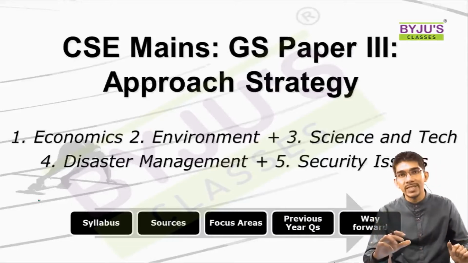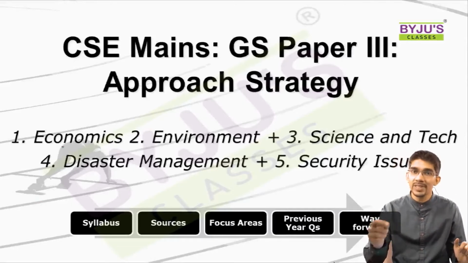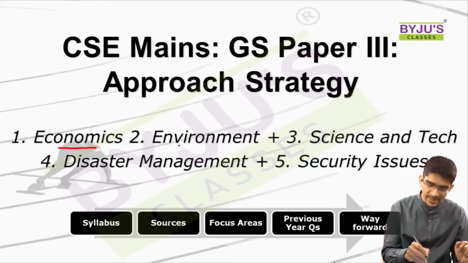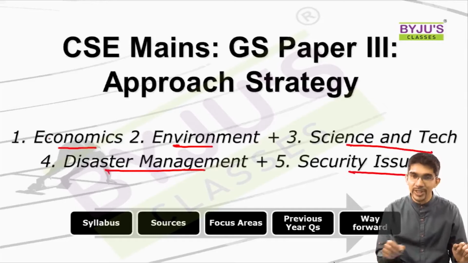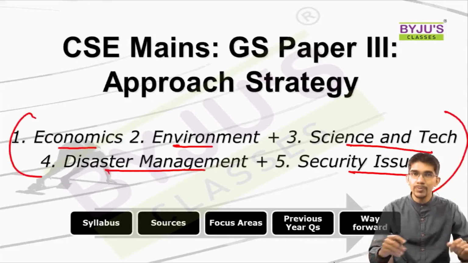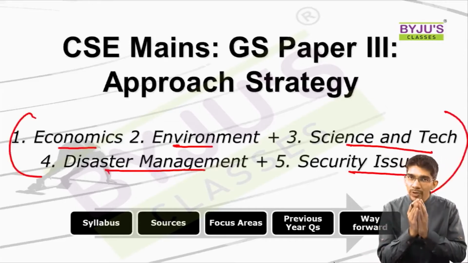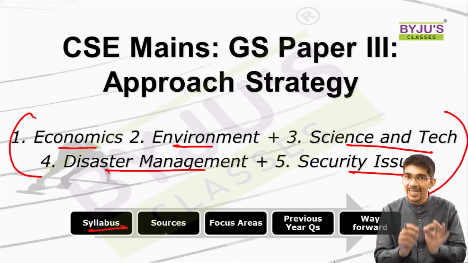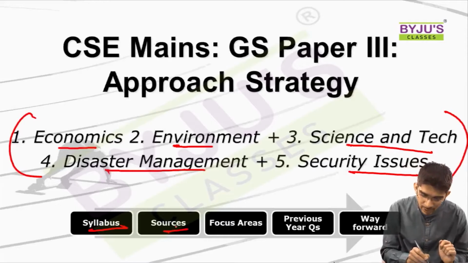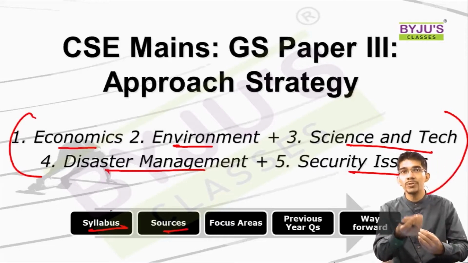In this video, we'll discuss paper 3, the GS paper 3, which includes economics, environment, science and technology, disaster management and security issues. This is a comprehensive, broad perspective of the syllabus. So what we are going to do in this particular video is first understand the syllabus well, exactly what the syllabus means. Then we look at the sources, which means from where we should study.